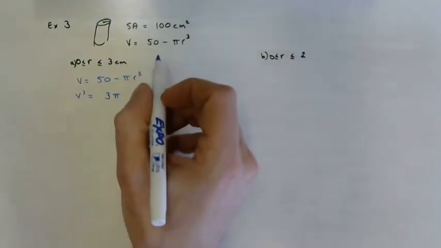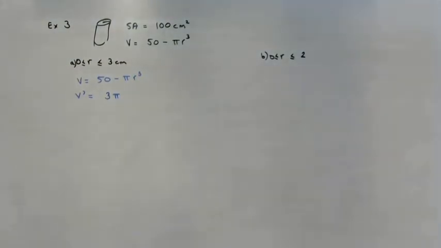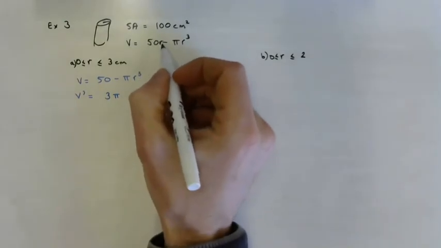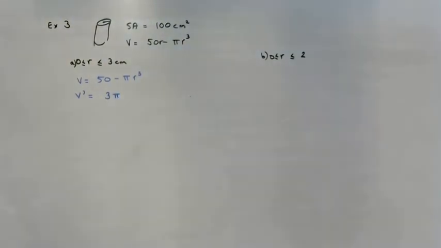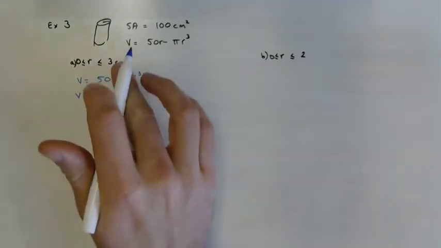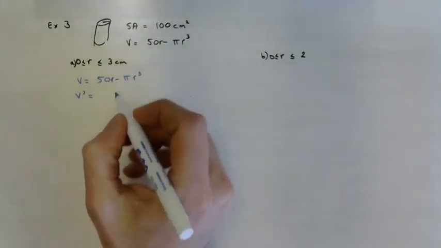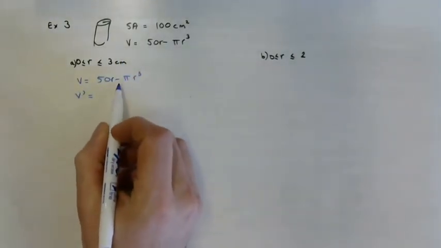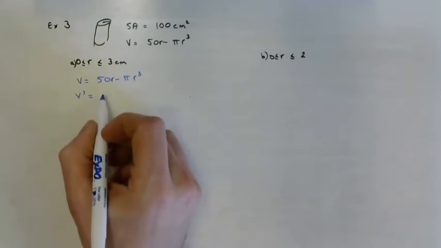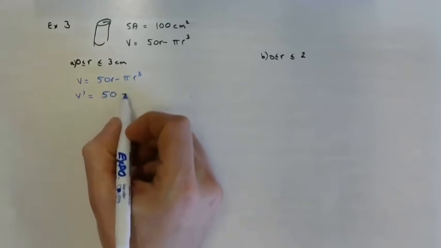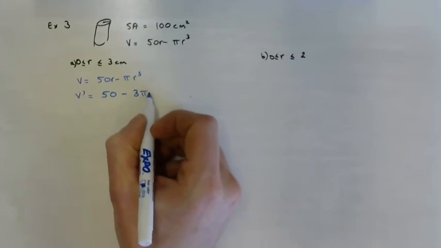Oh, and I'm missing a letter. Critical error. This is 50r, the original function. I was wondering why that wasn't looking the same. So v is 50r minus pi r cubed. So our derivative is 50 minus 3 pi r squared.